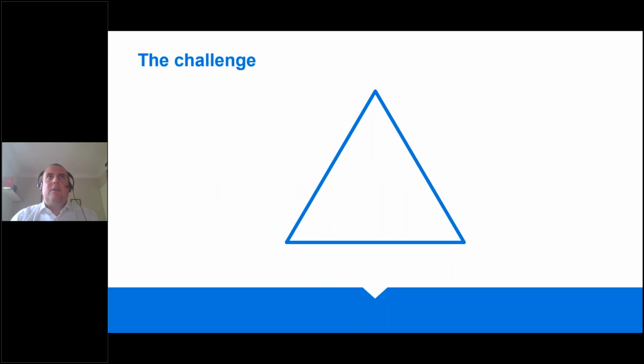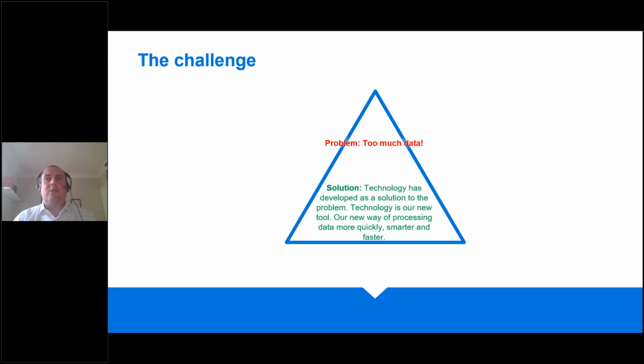So let's have a look at this challenge. There is a problem when it comes to technology in that we all have too much data now, and the solution is largely technological based. So it's developed to such an extent that data isn't really a problem anymore. It's technology as the tool, as a way of processing all of that data quicker, smarter, in a faster way. So we start with the problem, which is needing to improve, and then we find new solutions to help us with that, being the digital solutions.